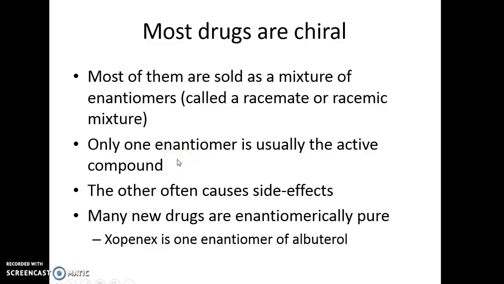And that's a problem. For example, Xopenex is one enantiomer of albuterol. If you use Xopenex as a bronchial tube relaxer, all it does is relax your bronchial tube. But if you're using albuterol, it has both enantiomers, and one of them relaxes your bronchial tube, but the other one causes your heart rate to speed up, which can be dangerous in some people.